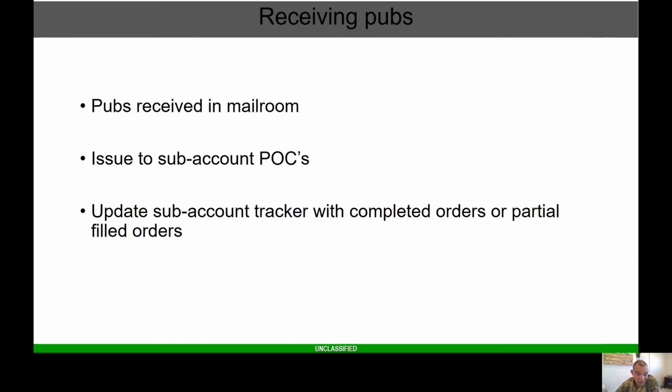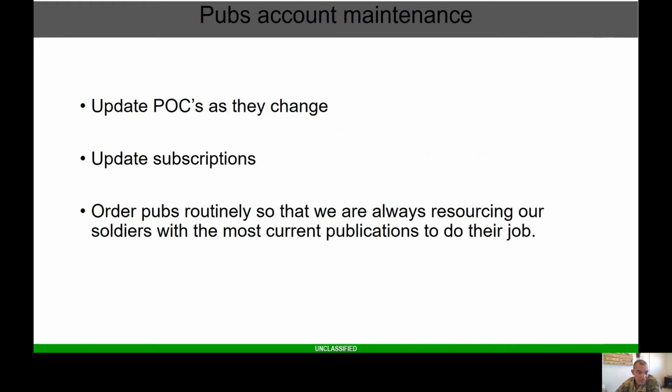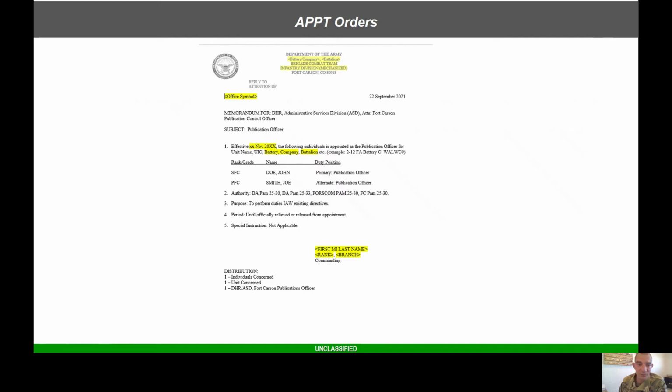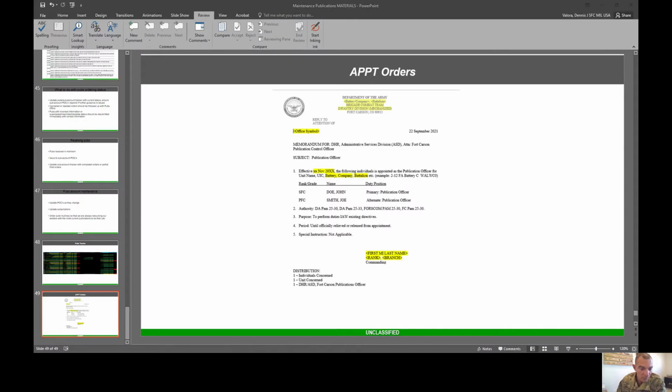Pubs received in mailroom, issued to sub-accounts, updates tracker. So like I said, simple tracker, it's pretty easy. Nomenclature, equipment density, how many you have on hand, ten levels, number on order, received, still pending, lube order. This is just a simple tracker that I built. If you want to copy this tracker, like I said, you're more than welcome to it. Like I said, here's another copy of your appointment orders. And that concludes our PowerPoint on publications.